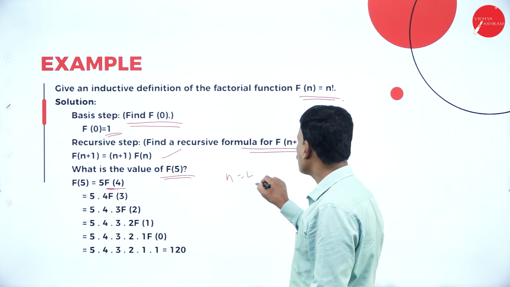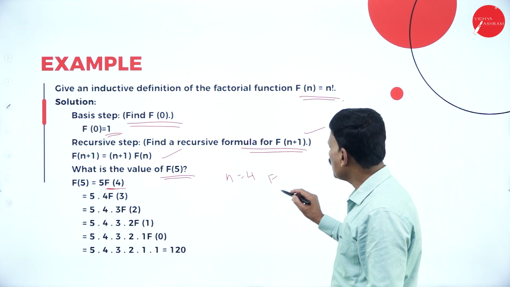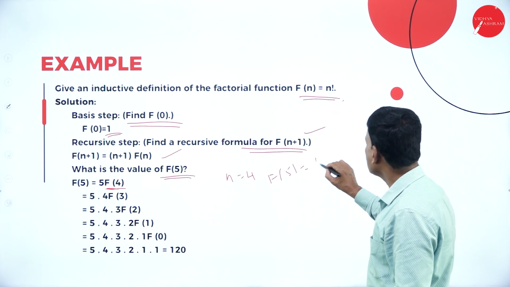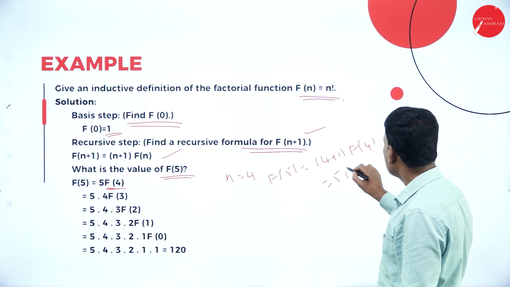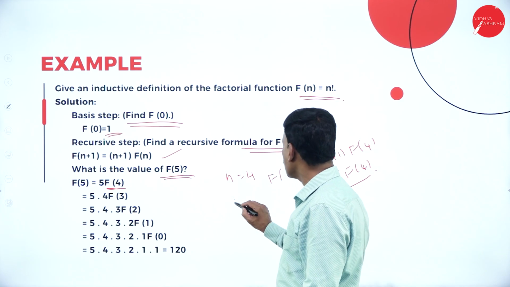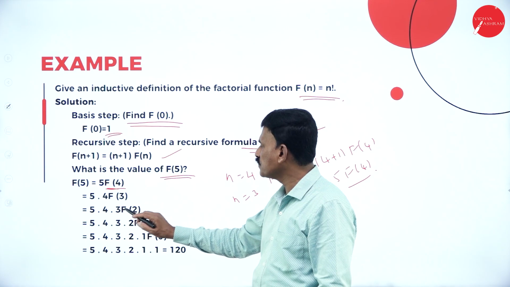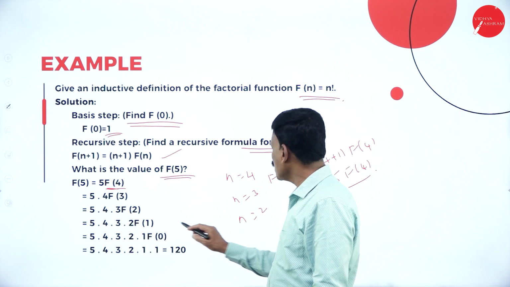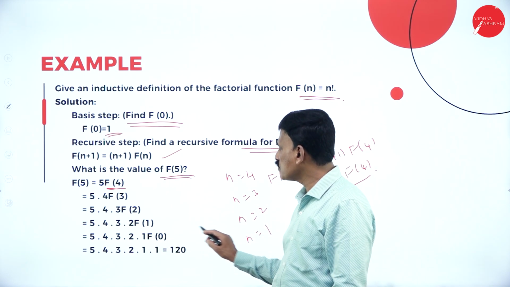So if you put n is equal to 4, then f of 5 can be written as 4 plus 1 into f of 4, so that is nothing but 5 into f of 4. Again, if you put n is equal to 3, then what happens? 3 plus 1 is 4 into f of 3. Again, if you put n is equal to 2, 2 plus 1 is 3 into 2 times f of 1. Again, if you put n is equal to 1, then 1 plus 1 is 2 into 1 times f of n.